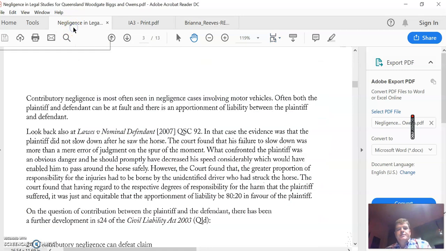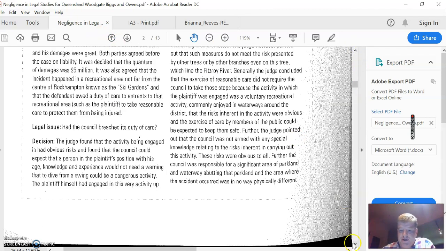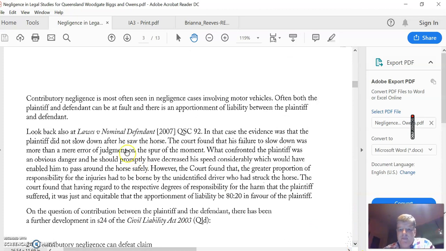I also want to move here just to the textbook and have a look at how a case is used here to illustrate a point. So in this case, the textbook at this stage is talking about apportioning responsibility in different accidents. So talking about contributory negligence, when more than one party is involved for responsibility. So here it says contributory negligence is most often seen in negligence cases involving motor vehicles. Often both the plaintiff and defendant can be at fault and there's an apportionment of liability between the plaintiff and defendant. They then go on to use a case to illustrate that.